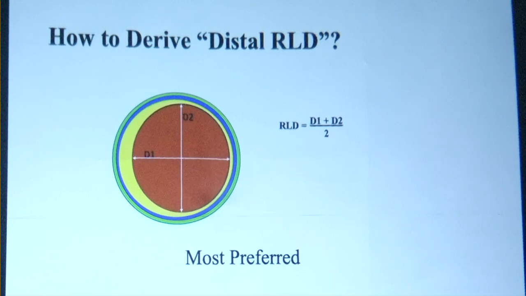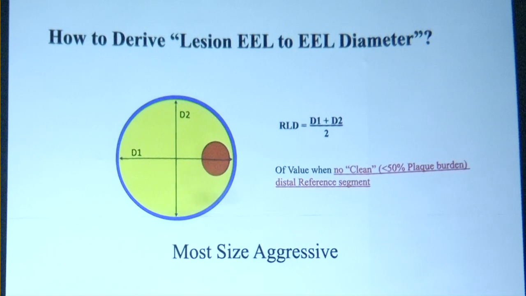How to derive the distal reference lumen diameter? Well, very intuitive again. We get perpendicular diameters and we average them and you get your diameter of the distal reference lumen. This is the most preferred or recommended method by the consensus documents. And again, it's the reference lumen at the distal vessel, at the landing zone.